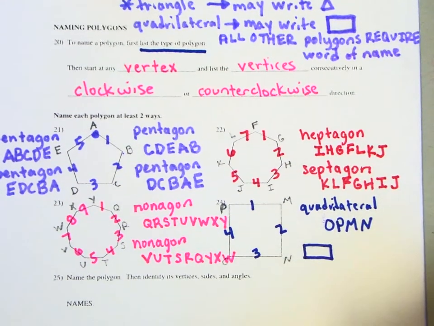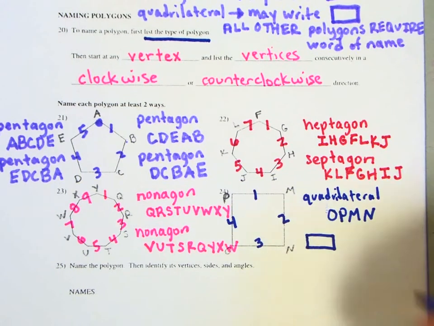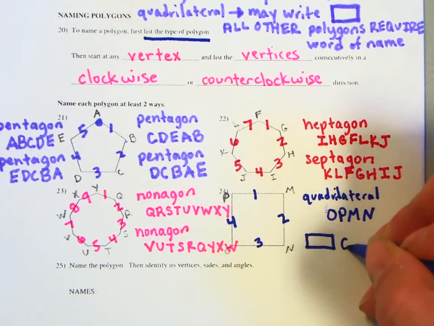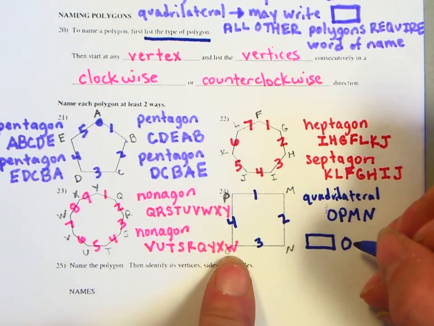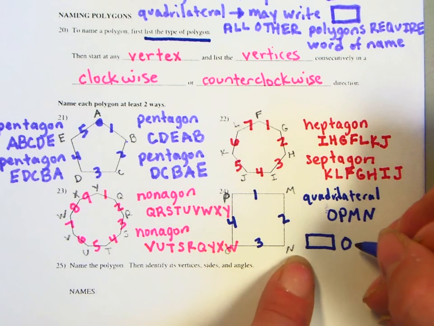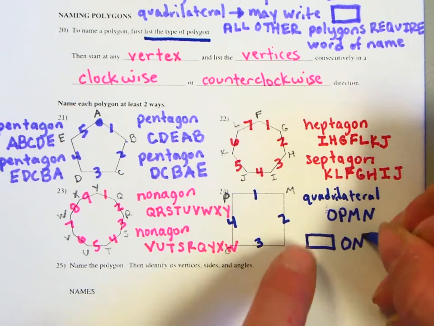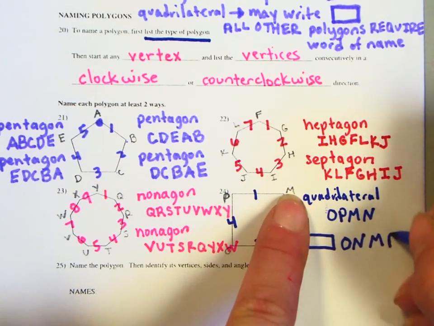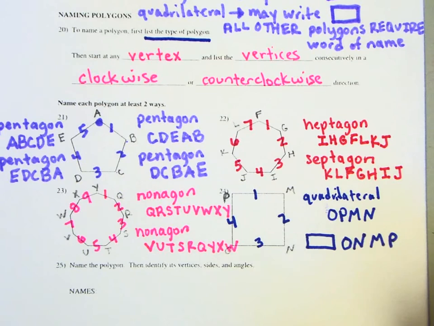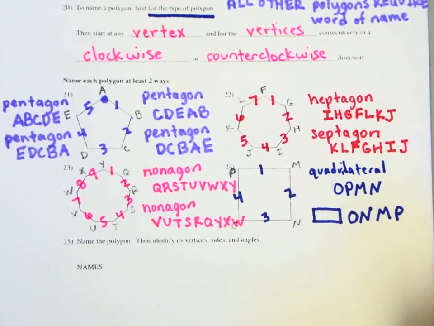Okay, so in this one I'm just going to put the quadrilateral symbol. And let's say I start with O. So I could start with O and name it counterclockwise. So O-N-M-P. And that's going to give me another acceptable name for this quadrilateral.